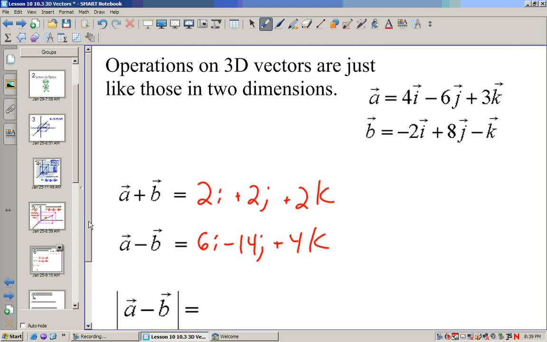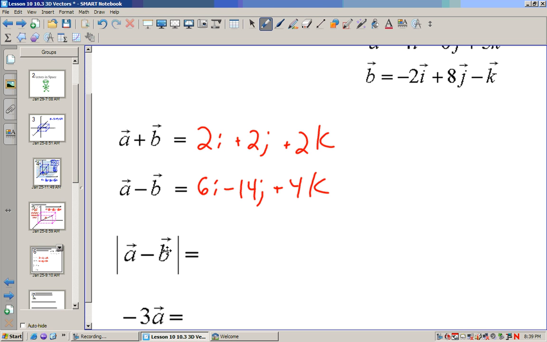Now if I want to find the magnitude of a minus b, I just look at a minus b, and this would be 6 squared plus 14 squared plus 4 squared, and then square root that. So remember Pythagorean theorem for 3 dimensions. So that would be 248. So the square root of 248. Something's got to go into 248.